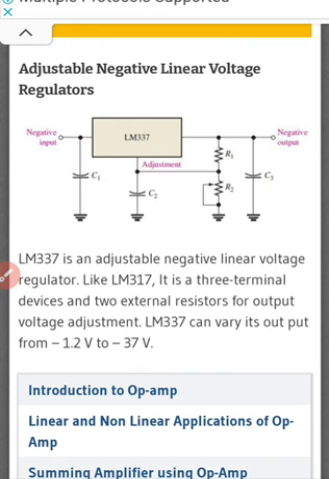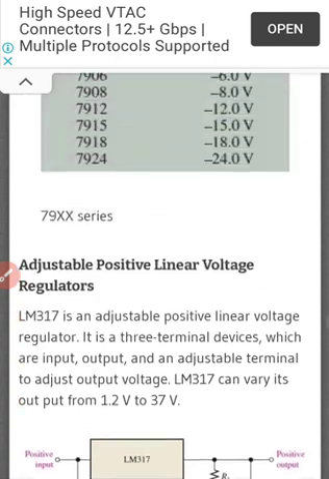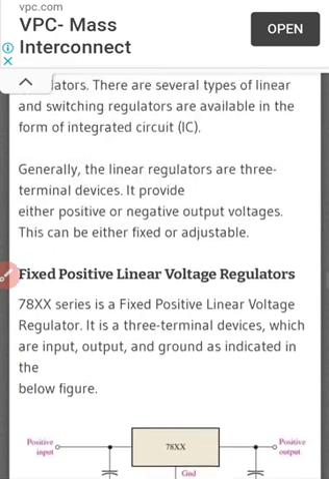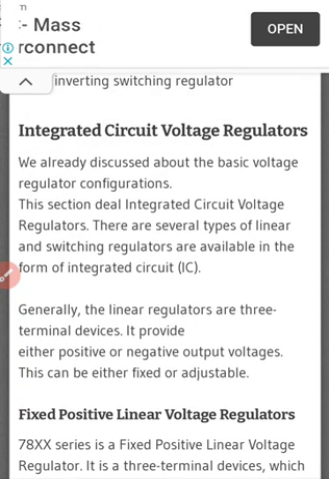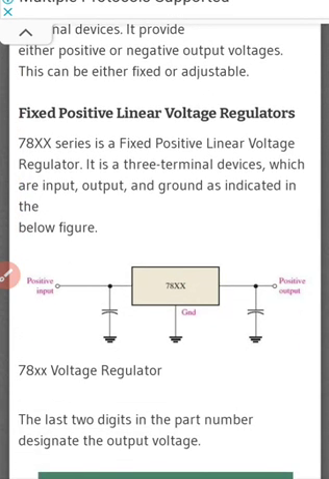We saw how the switching and linear regulators can be replaced with integrated circuit regulators, which can be divided into four types: adjustable negative, adjustable positive, fixed negative, and fixed positive. Though it appears as a very small question of around 4 marks, you can easily interpret it. You only have to remember the circuit diagrams, which will be beneficial for you all.